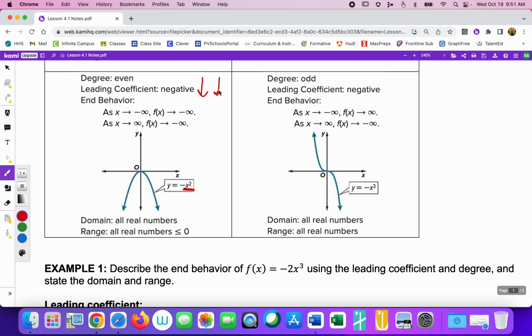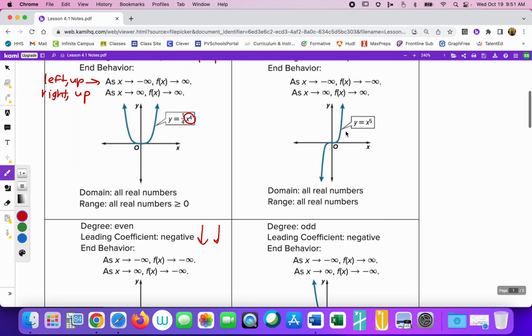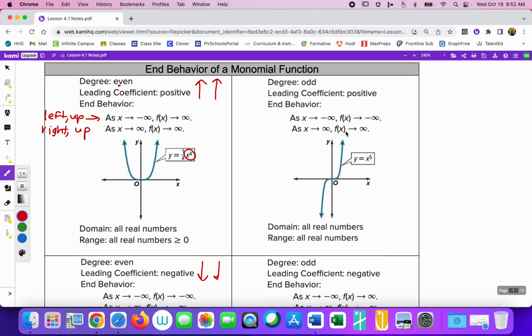Any questions on that? Okay. Now the odd ones, they're not going the same direction. One's going up, one's going down. It just depends on whether the coefficient's positive or negative. So if it's odd, so x to the 5th, for instance, is odd. X to the 3rd is odd. Even x to the 1st, that would be a straight line. That's odd.